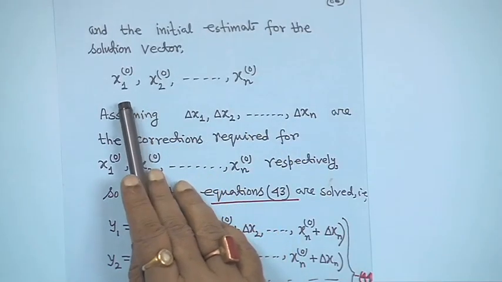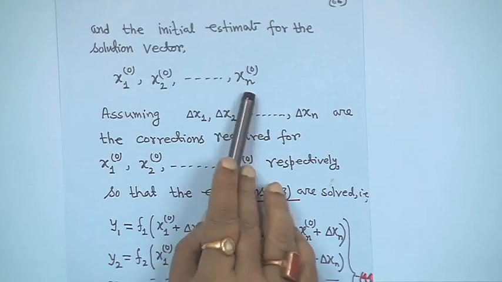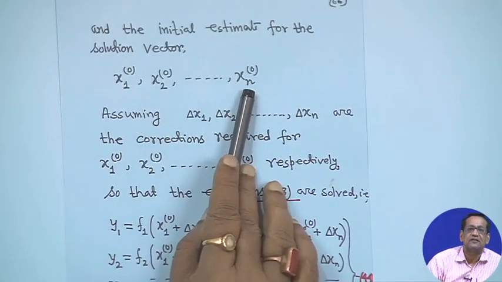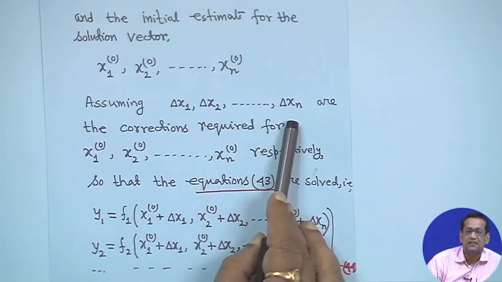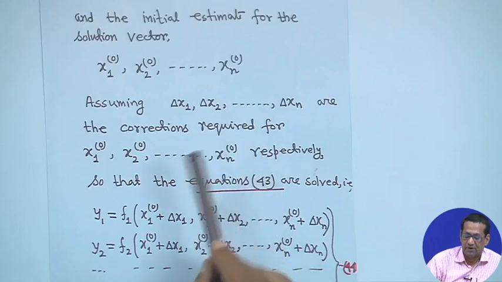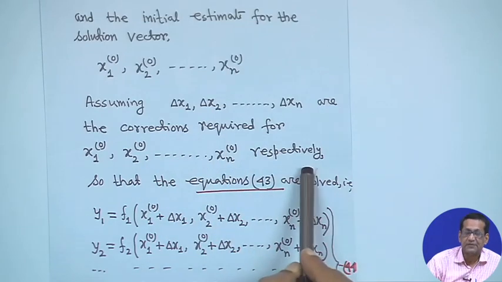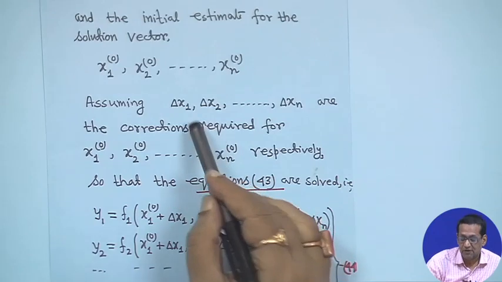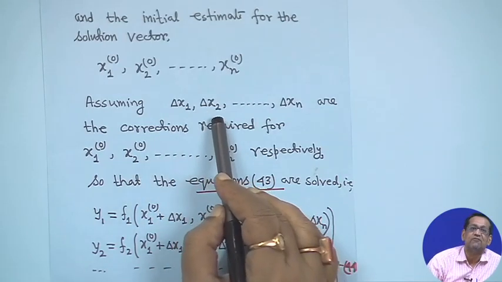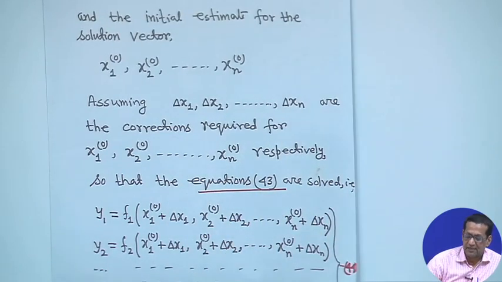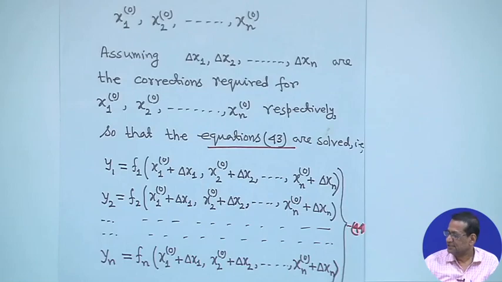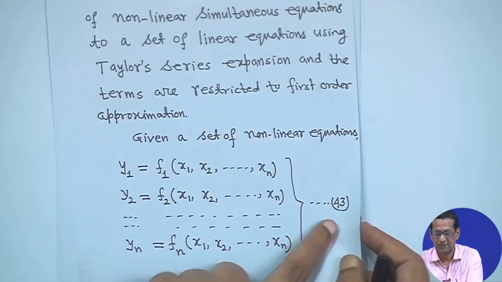Now, suppose the initial estimate for the solution vector is given, these are the initial values given: x1(0), x2(0) up to xn(0), for all x values initial values are given. Now, assume delta x1, delta x2 up to delta xn are the corrections required for x1(0), x2(0), xn(0) respectively, because in every iteration you need to update the x values. So, these are the corrections required, delta x1, delta x2, delta xn.